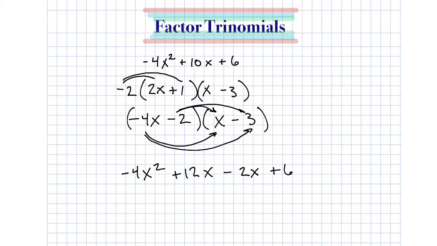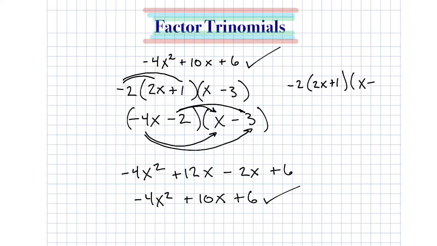So let's go ahead and add up the like terms. Plus 12 minus 2 gives us a positive 10x plus 6. You can see, sure enough, that's the same trinomial we started with, so we know we factored it properly. So our answer was negative 2 times 2x plus 1, x minus 3.